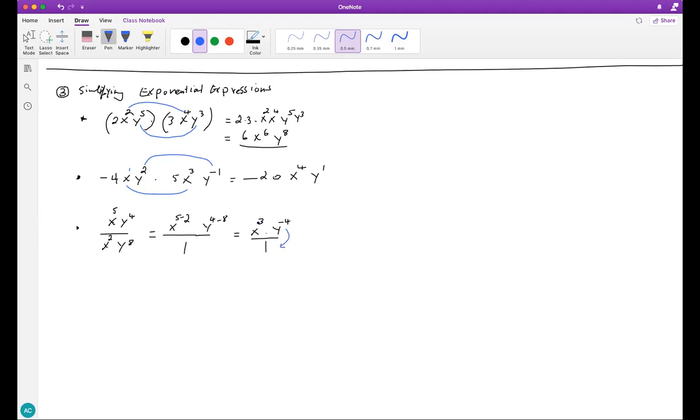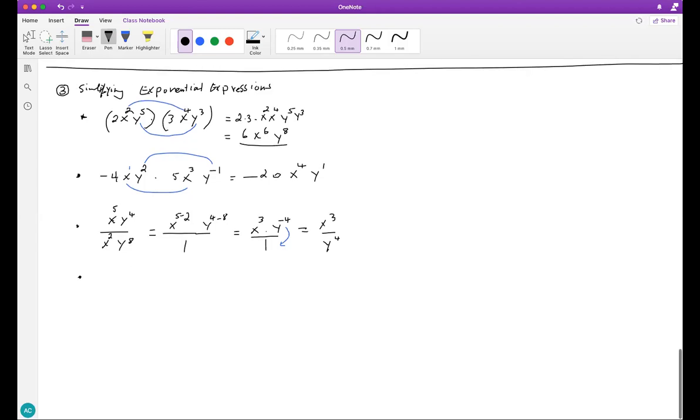This doesn't need to be moved. It's already a positive power. So this turns into x3, y4. Remember, your answers should have positive powers only. Okay? So always make your powers positive. So that's one example with fractions.